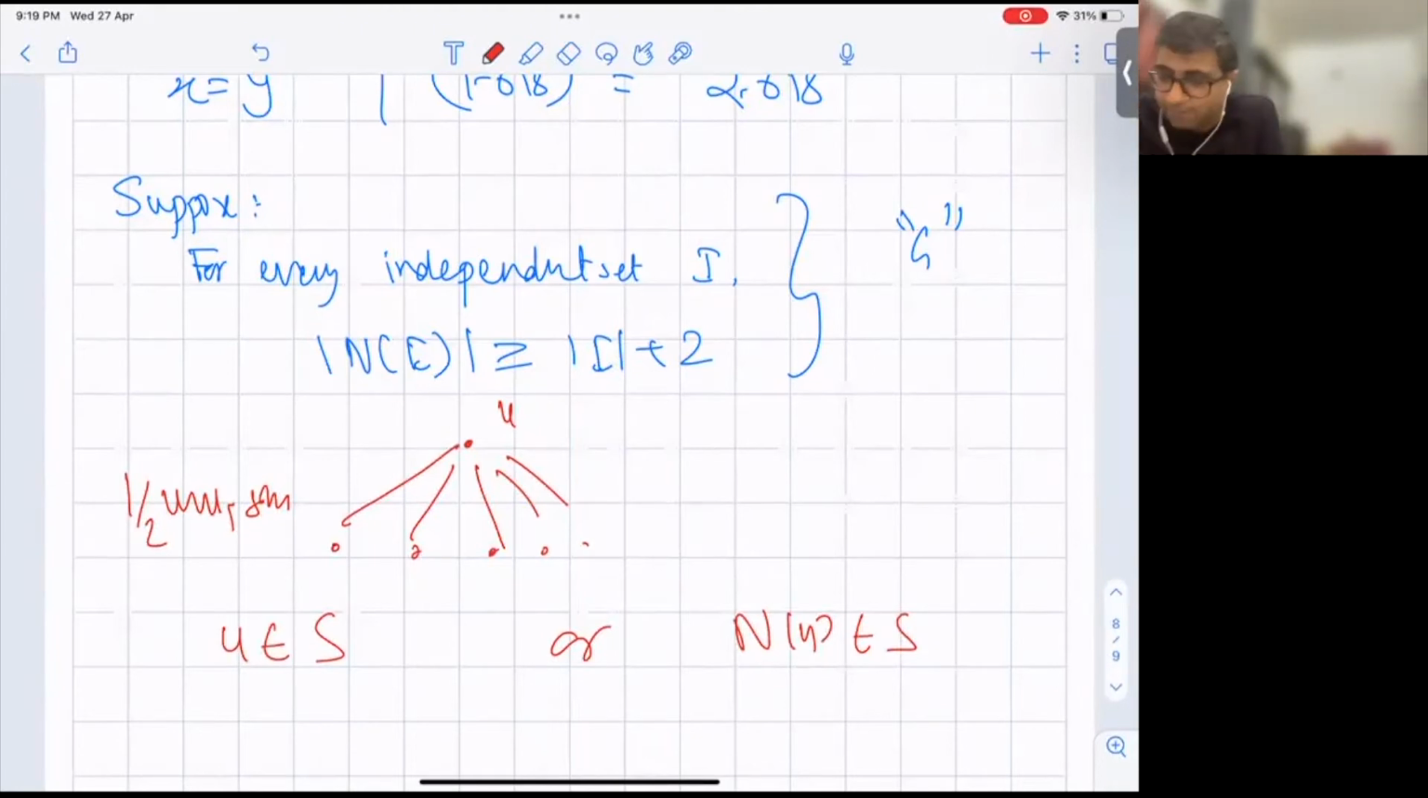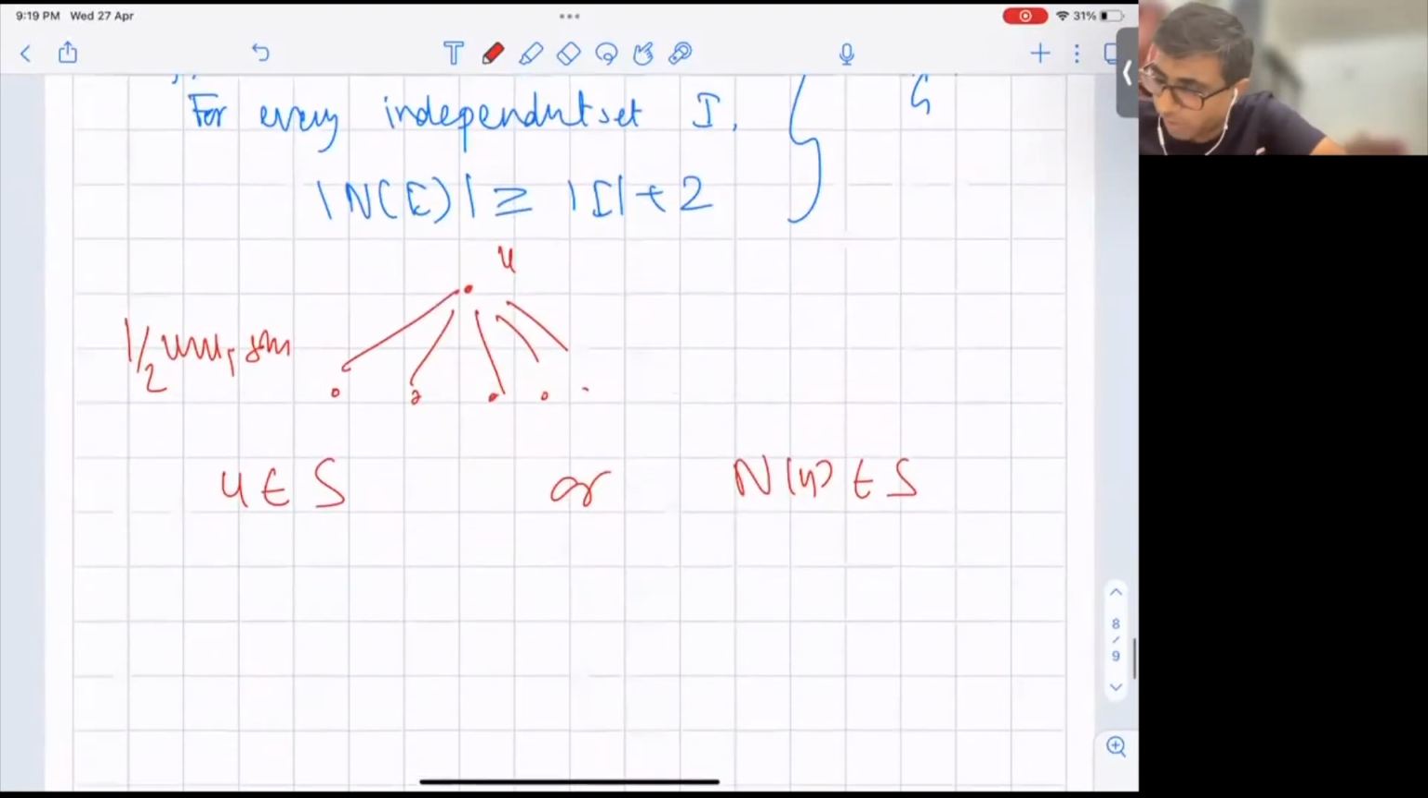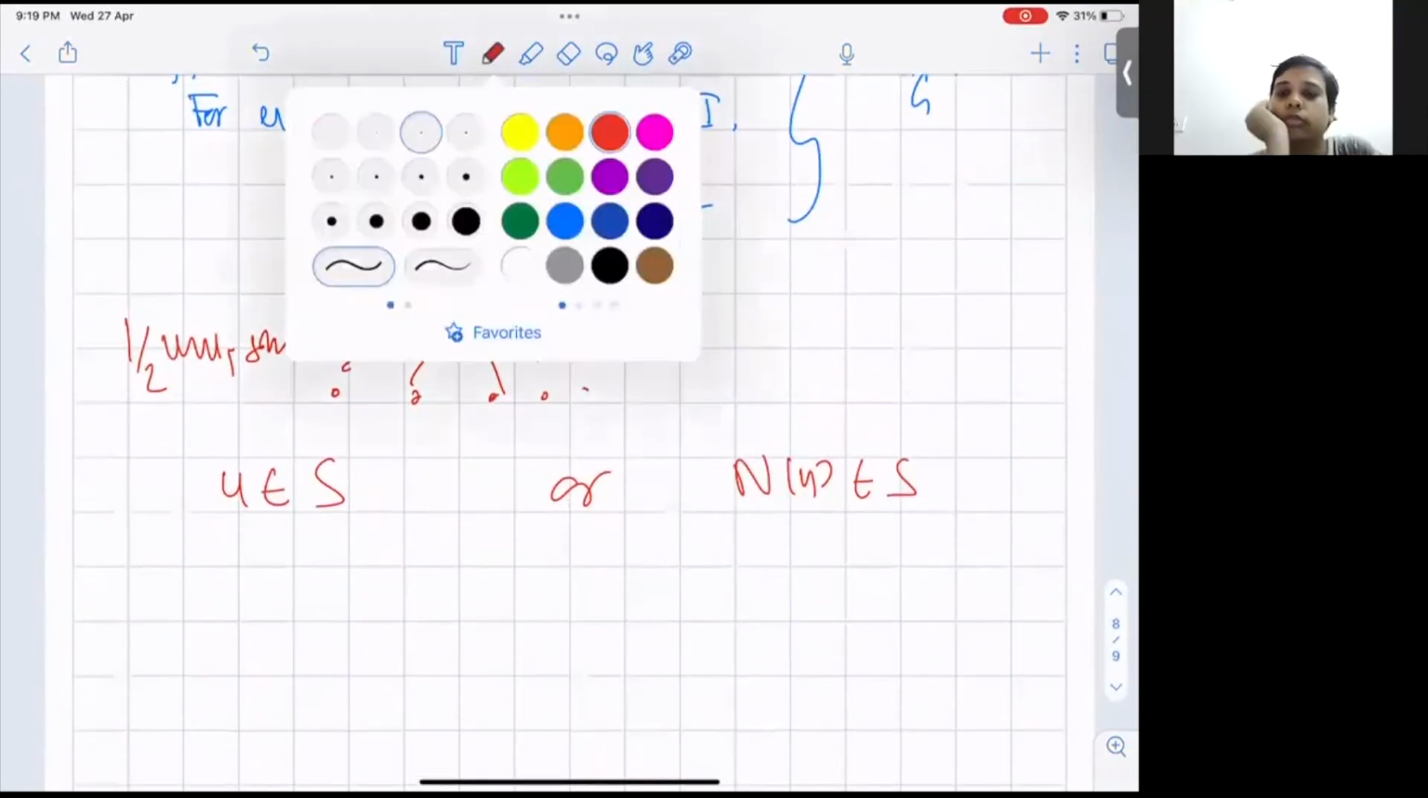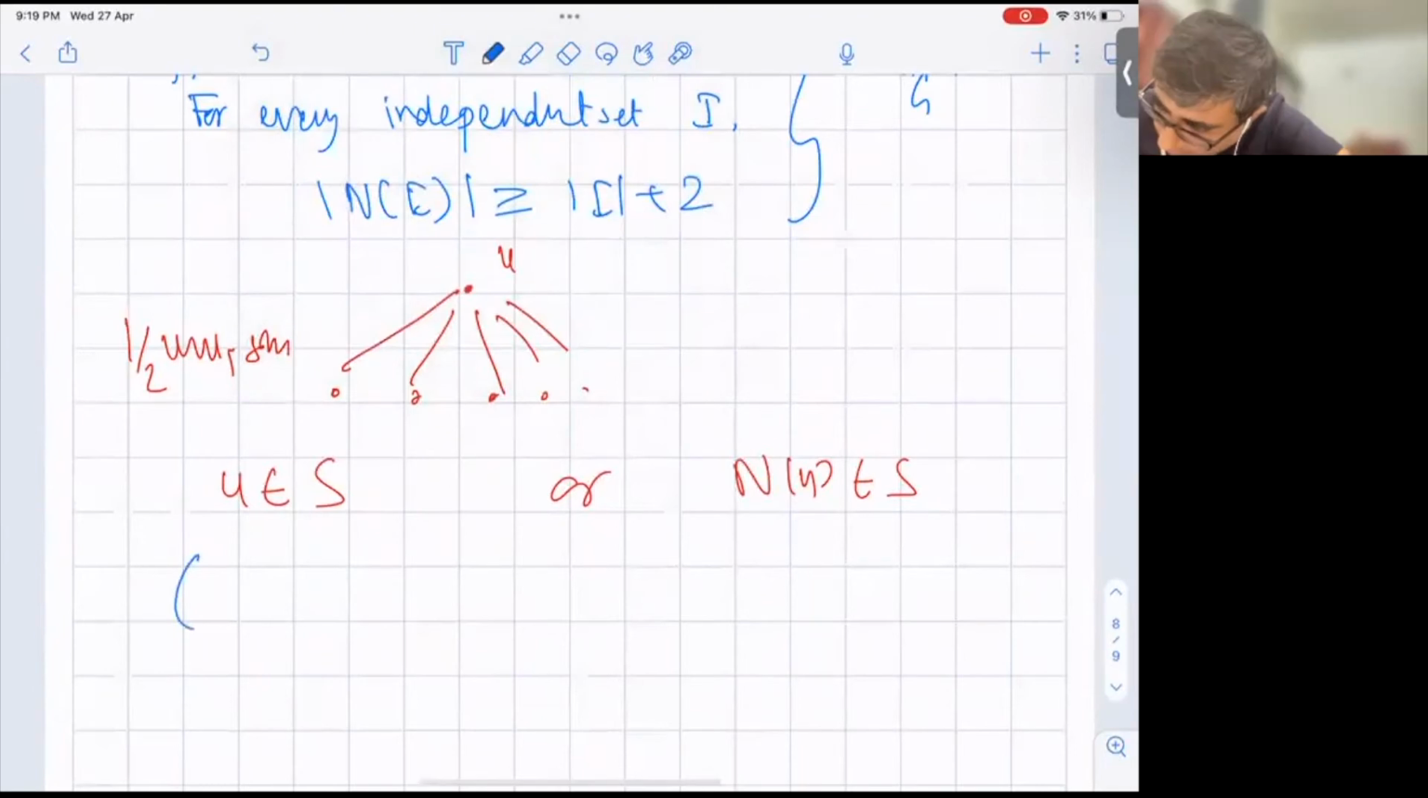Is the idea clear to everybody, what we are trying to achieve? We are talking about a very special kind of graph. What is the property of this special kind of graph? For every independent set I, its neighborhood is at least 2 more than I itself. Is that fine with everybody? Now if I branch, what is the branching? Branching is very simple.